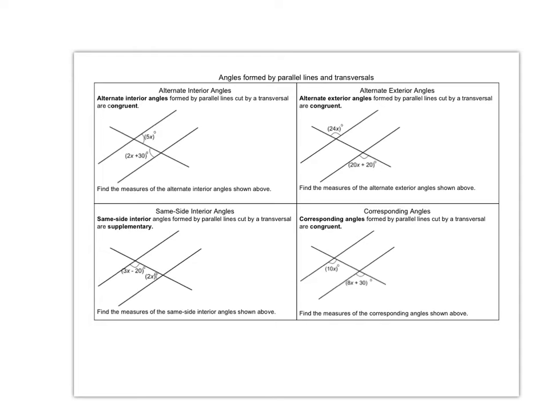So when a pair of parallel lines is cut by a transversal, special relationships exist between the angles formed. Specifically, alternate interior angles, alternate exterior angles, and corresponding angles are congruent to each other, so their measures are equal. Same-side interior angles are supplementary, so they sum to 180 degrees. That's the relationship that's a little bit different. And remember, this only occurs if the lines are parallel to each other. So let's use these relationships to find the measures of some of the angles shown in our diagrams.